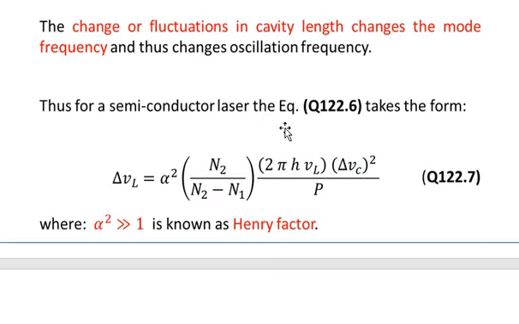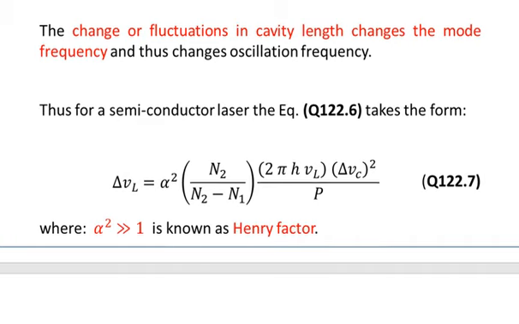Thus, for a semiconductor laser, equation 122.6 can be multiplied by a factor alpha square on the right hand side of that term, which is reproduced over here. That is, delta nu L is equal to alpha square times the rest of the terms, which are the same as in equation 6, where alpha square is much greater than 1, known as the Henry factor. This is given to hold for delta nu L for a semiconductor laser. That's why we have included the term alpha square.